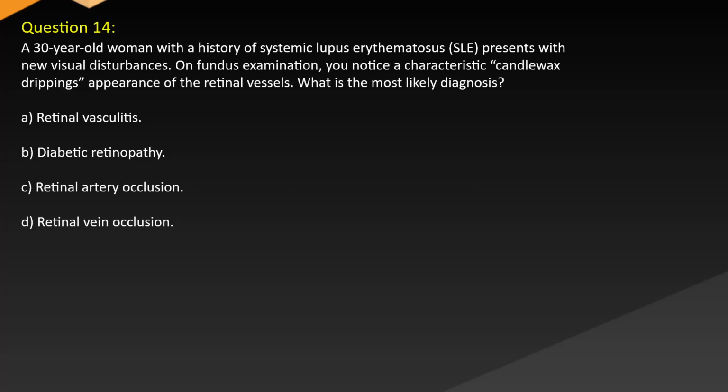Question 14. A 30-year-old woman with a history of systemic lupus erythematosus, SLE, presents with new visual disturbances. On fundus examination, you notice a characteristic candle wax drippings appearance of the retinal vessels. What is the most likely diagnosis? A. Retinal vasculitis. B. Diabetic retinopathy. C. Retinal artery occlusion. D. Retinal vein occlusion.